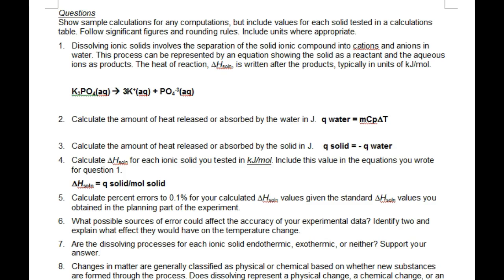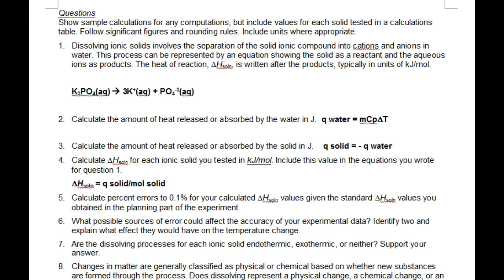So the questions I'm going to focus on are the first 4, and then the last one. Question 1, I felt like when I went back and read over it, it wasn't super clear, so I want to make sure that you understand why I'm having you do this. It says dissolving ionic solids involves separation of the solid ionic compound into cations and anions in water. It can be represented by an equation showing the solid as a reactant and the aqueous ions as products, and you can calculate the heat of solution for that reaction, which is kind of the goal of this experiment.